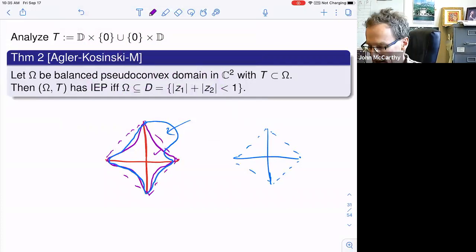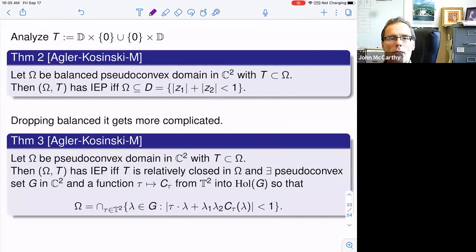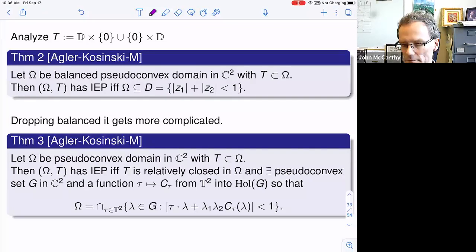If you drop balanced, it gets more complicated. If you drop balanced, then well, there is a theorem. We showed that if omega is any domain of holomorphy, so that the pair omega T has the isometric extension property, then T has to be relatively closed in omega, and then you need to be able to define omega as an intersection of a bunch of inequalities.